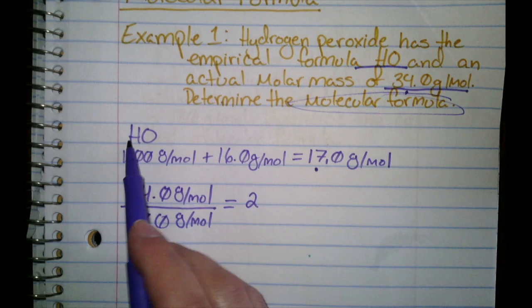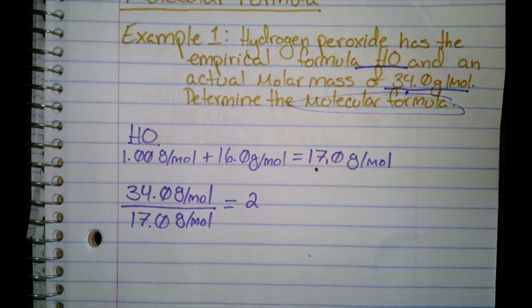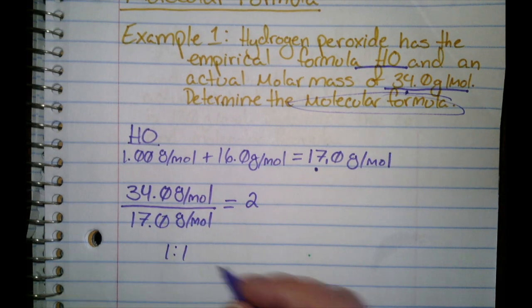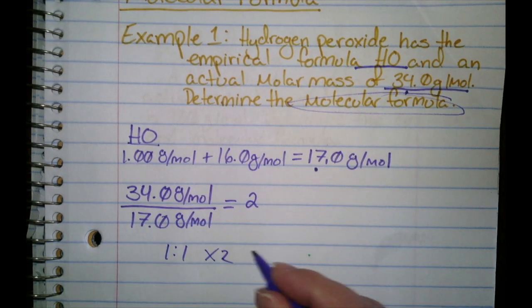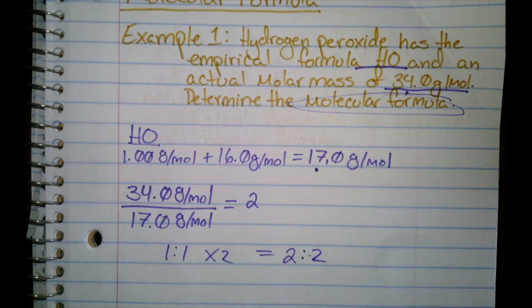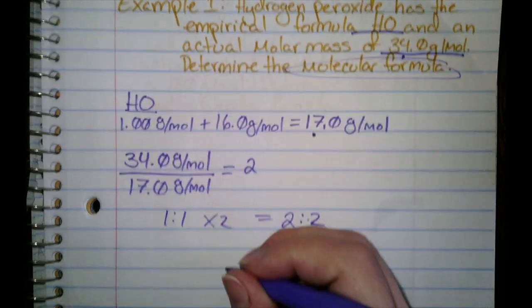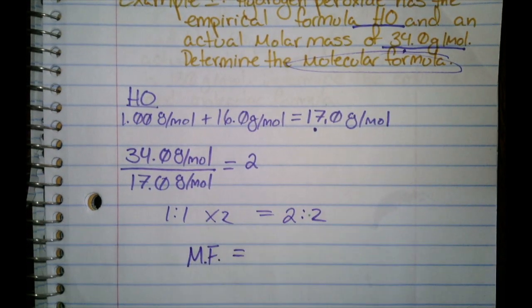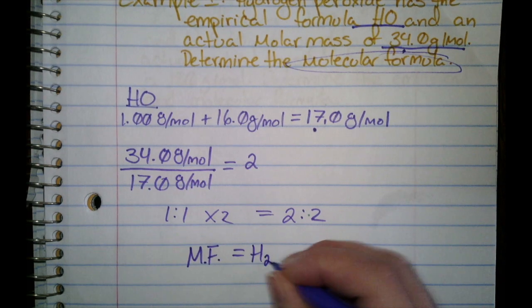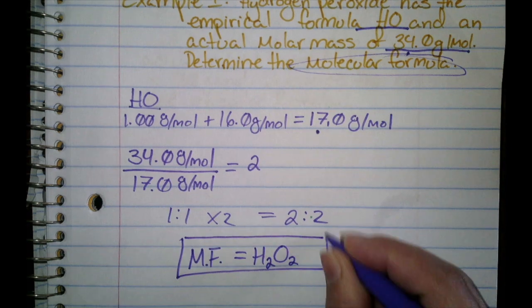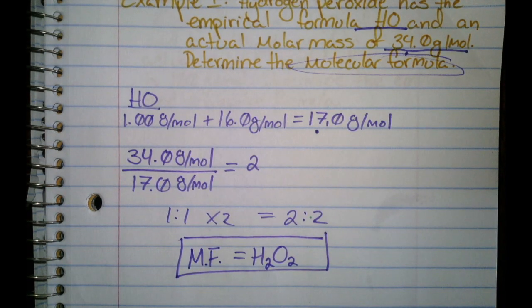So if we look, the ratio in the empirical formula is just 1 to 1. If we multiply that by 2, that makes it a ratio of 2 to 2. So that means that the molecular formula for hydrogen peroxide should be H2O2, which exactly matches what we saw in the picture of its molecule.